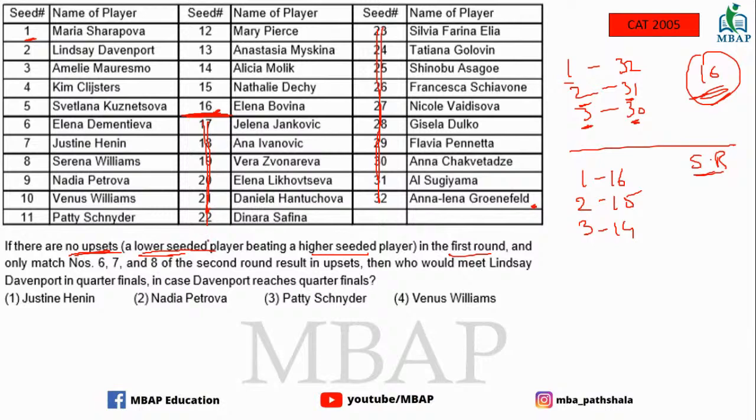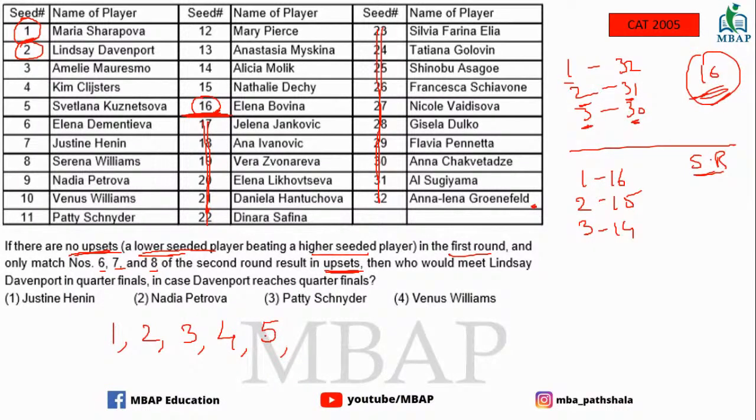So now understand, this is what is happening in round 2. What is given to me here is that only match number 6, 7, and 8 of the second round result in upset. That means match number 1 is not an upset, 2 is not an upset, 3 is not an upset, 4, 5 are not upsets. In match number 1, this player is going to play against this player. It is not an upset, so the winner is 1. Match number 2 again not an upset, so 2 comes here. Match number 3 no upset, 3 wins. 4 no upset, 4 wins. 5 not an upset, 5 wins.